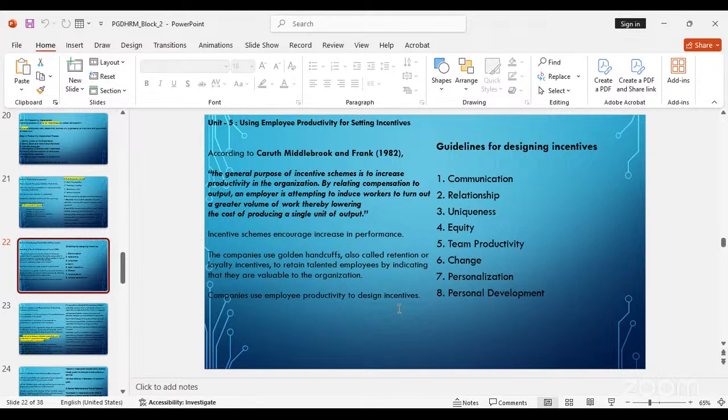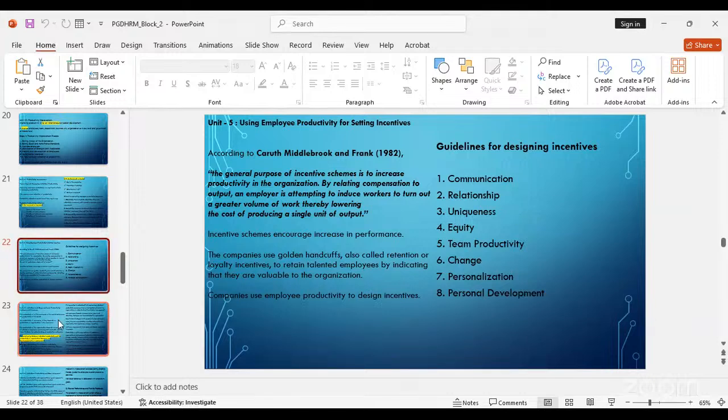Okay. What are the guidelines? Best communication, having an excellent relationship, uniqueness, equity, team productivity, change, personalization, personal development. These are the guidelines to be followed while designing incentives.